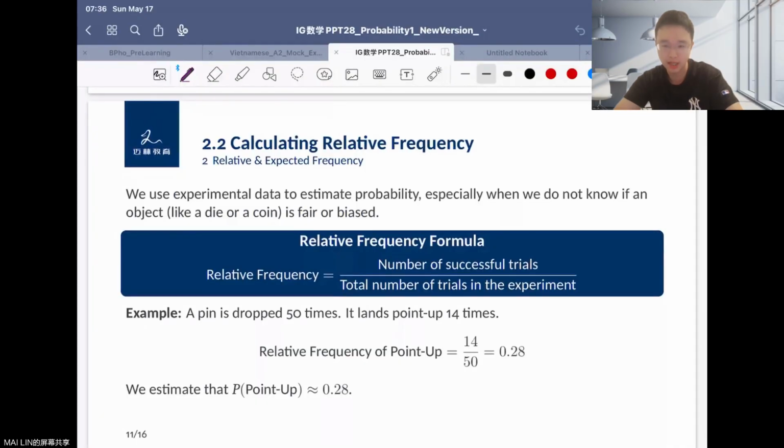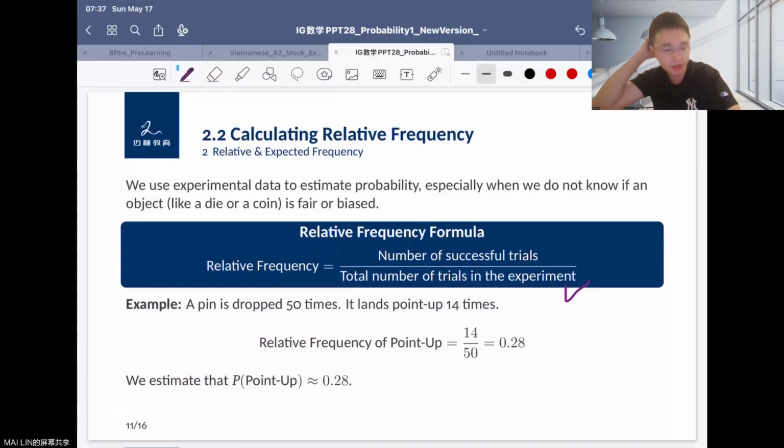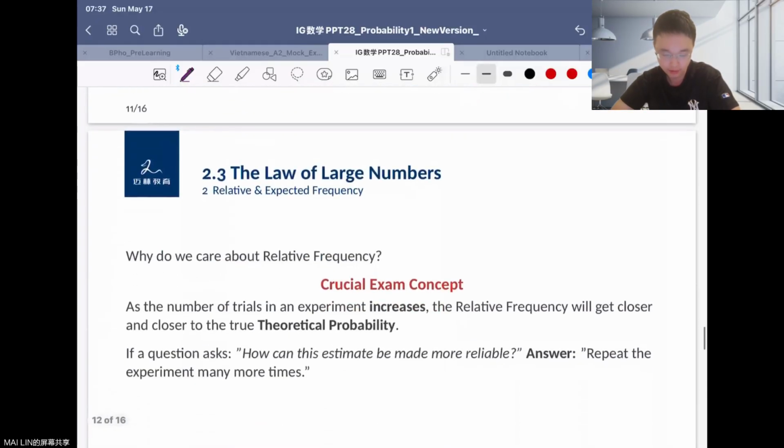The relative frequency can be considered as the number of successful trials over the total number of trials in the experiment. For example, a pin is dropped 50 times and it lands point up only 14 times. So the relative frequency of point up equals 14 over 50, which equals 0.28. So we can say the probability for point up is 0.28. That is the relative frequency.